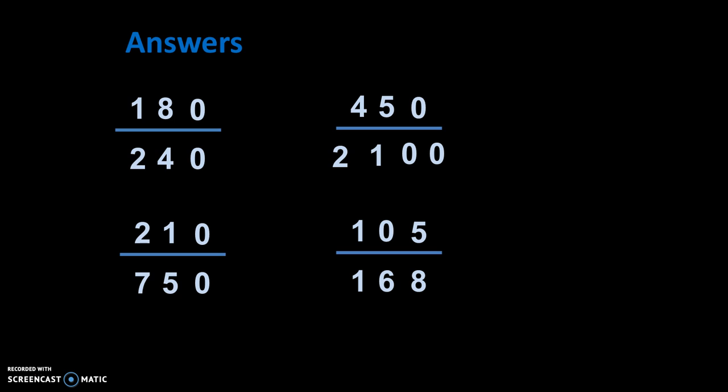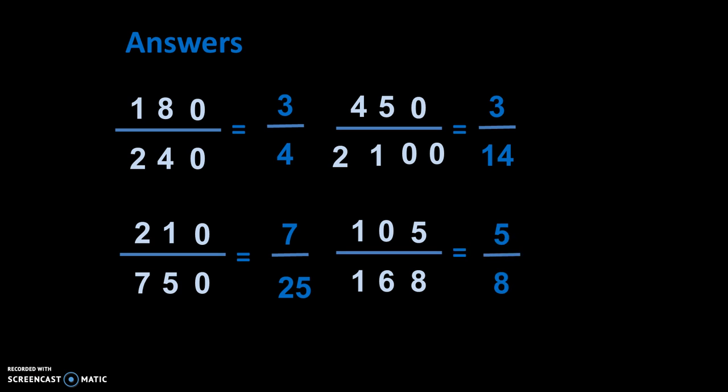And the answers. For the first answer, 180 over 240, 3/4 is the simplified version. The next one, 450 over 2100, 3/14 is the answer. The next one, 210 over 750, 7/25 is the answer. And finally, 105 over 168, 5/8 is the answer.